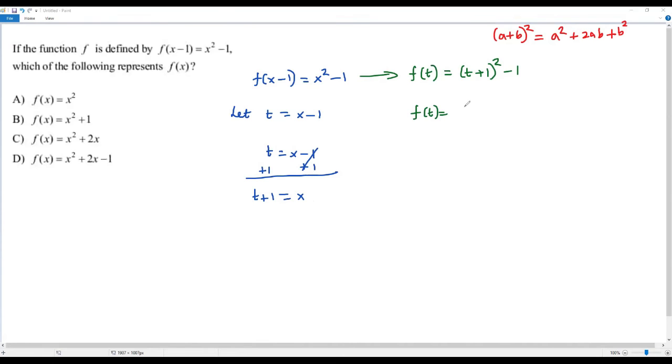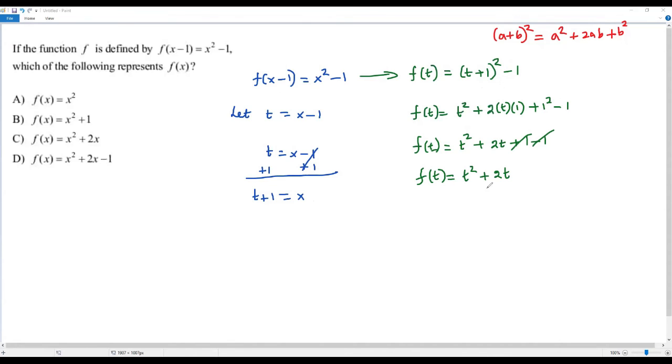Okay, now let me continue. For a squared, I have to write t squared. For 2ab, 2 times t times 1. And for b squared, I have to write 1 squared. So this is the expansion for this t plus 1 the whole square. We can write this minus 1 at last. We get f of t equals t squared plus 2 times t times 1, which is 2t, plus the value of 1 squared, which is just 1, minus 1. Here the plus 1 and minus 1 will cancel out. Then we get f of t equals t squared plus 2t.